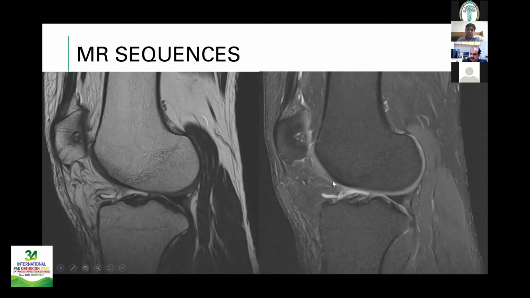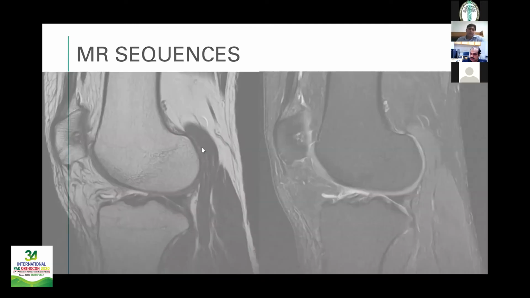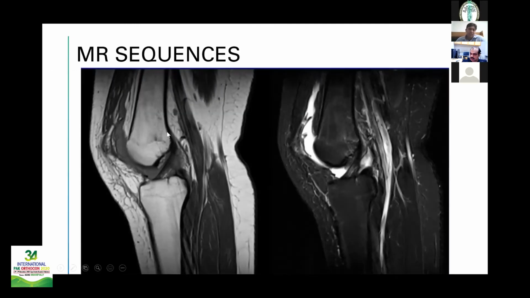and there is a large osteochondral defect here. So this is a PD image and a T2 weighted image. Compare this with this image. This is a T1 weighted image.